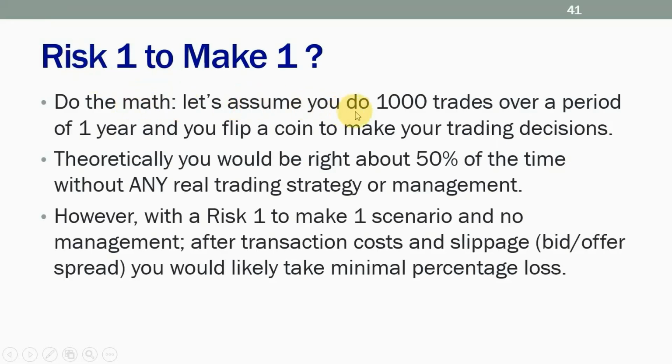Do the math. Let's assume that you do 1,000 trades over a period of a year. I love doing that, because we're like, I don't want to do 1,000 trades. You could do 100 trades. You could do 50 trades. All I'm trying to get you to is what I term the law of large numbers.